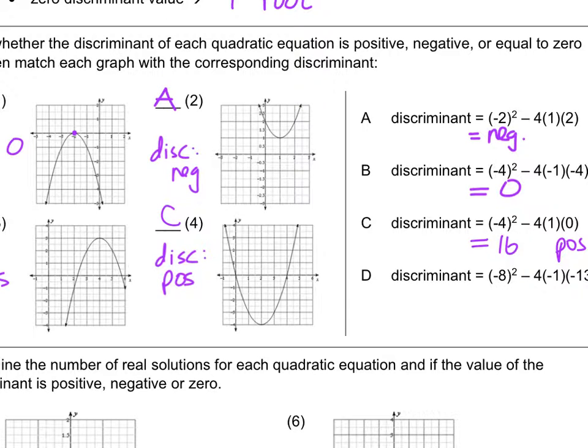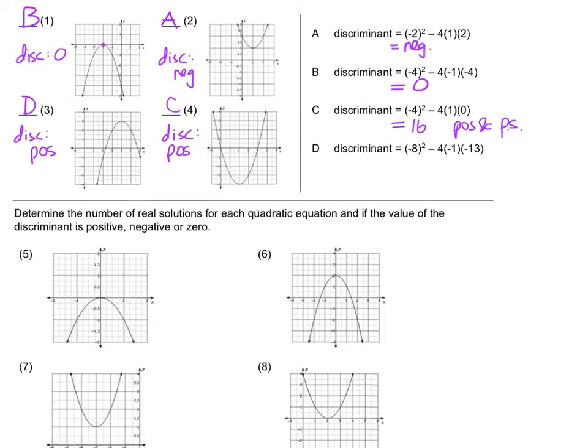All right. But most likely, if it doesn't go through a nice tick mark on a graph, it's going to be an irrational discriminant, or related to an irrational discriminant.